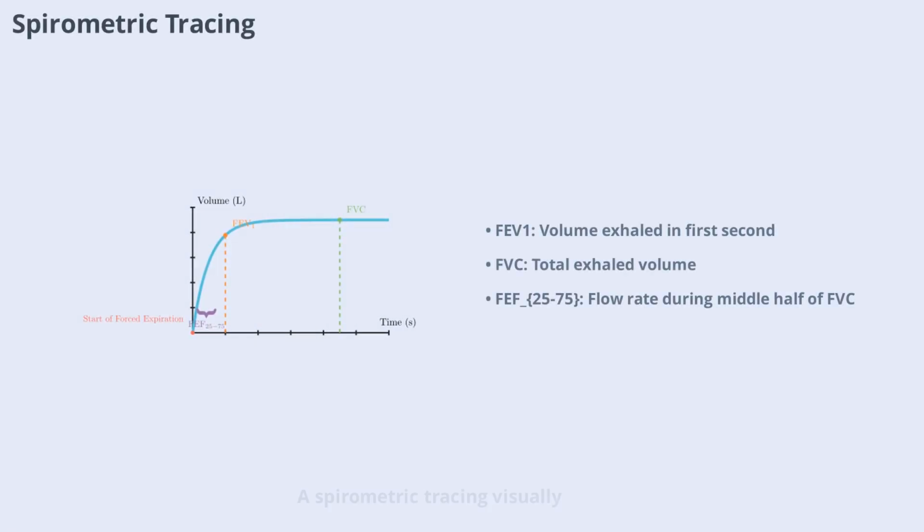A spirometric tracing visually represents the forced expiratory maneuver. It shows the volumes measured for FEV1 and FVC and highlights the forced expiratory flow from 25% to 75% of the vital capacity, FEF 25-75. This middle portion of the curve can provide additional information about small airway function, especially in early obstructive disease.